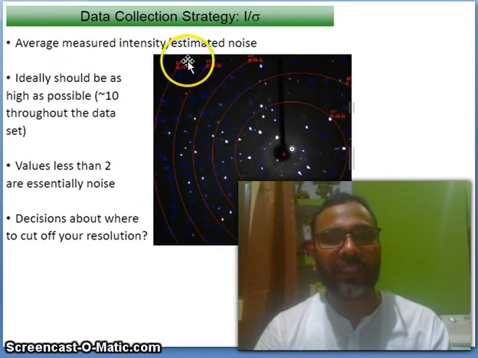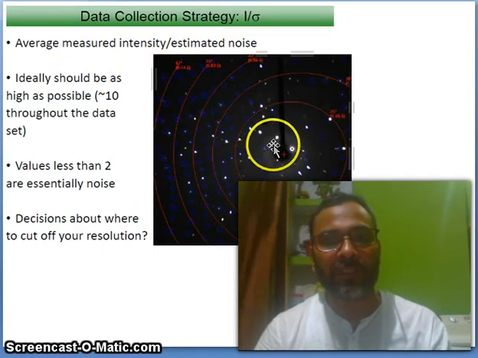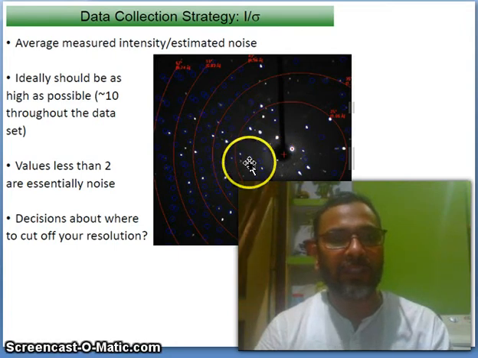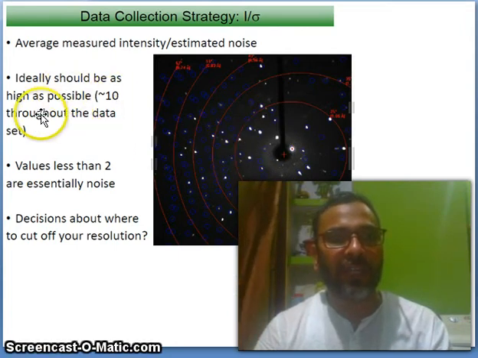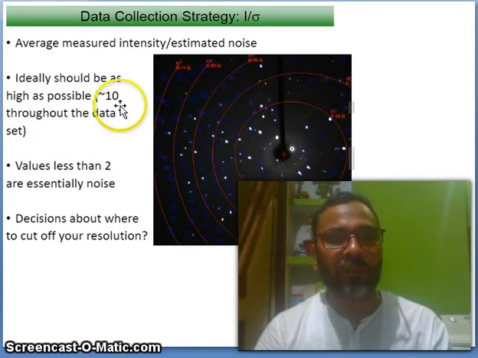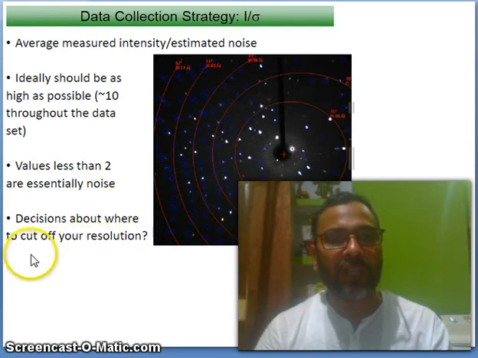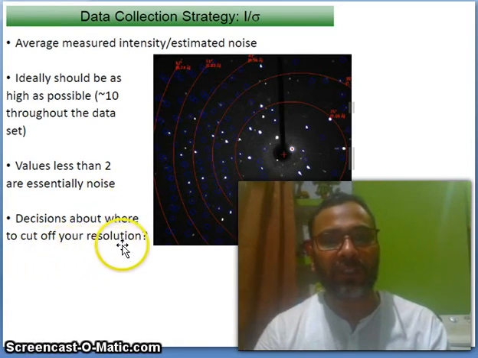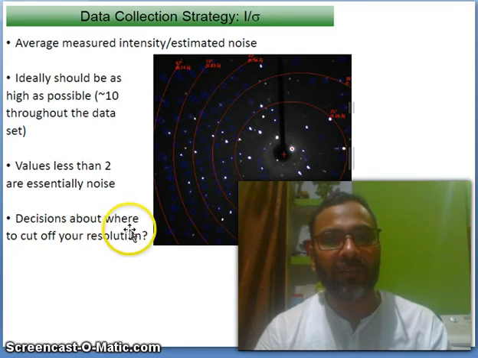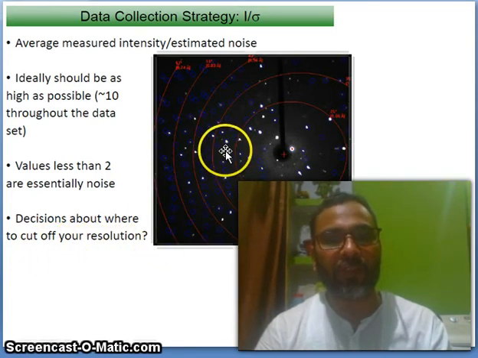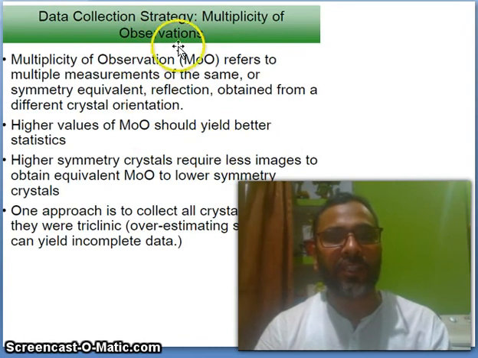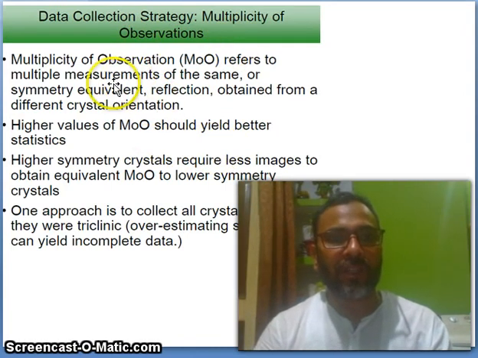Average measured intensity over estimated noise. You see, this is a beam, this is a spot. Ideally it should be as high as possible, approximately 10 throughout the data. Values less than 2 are essentially noise. Decision about where to cut off your resolution, that is the part. That is important.